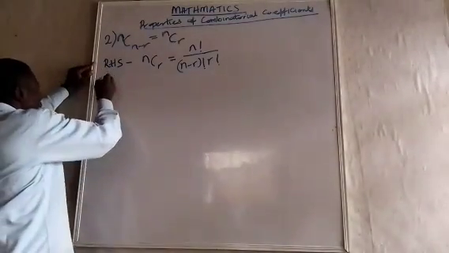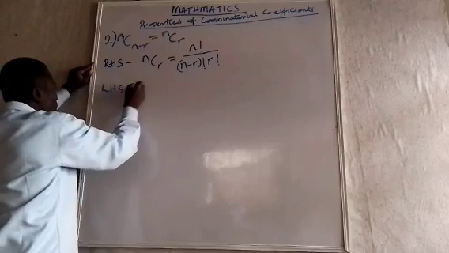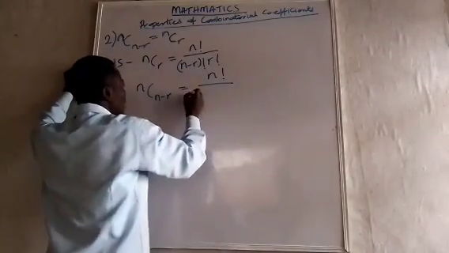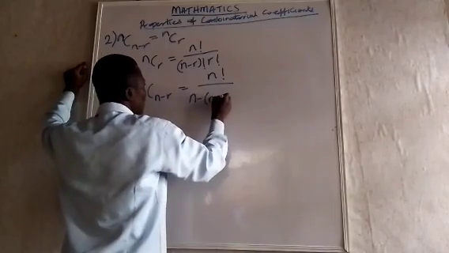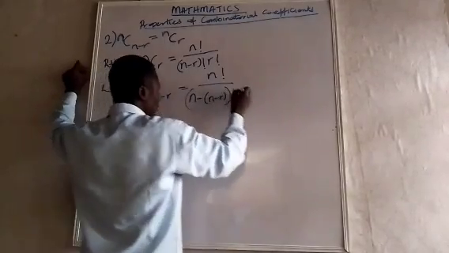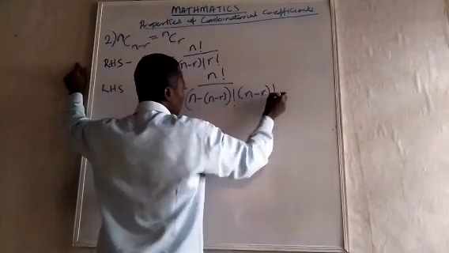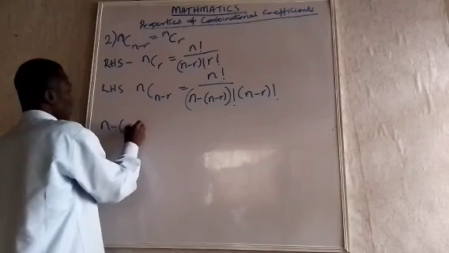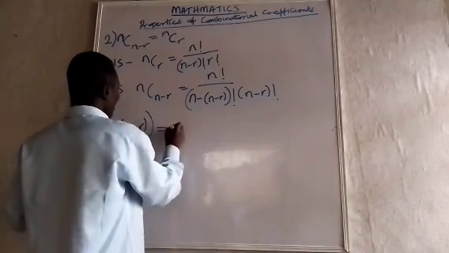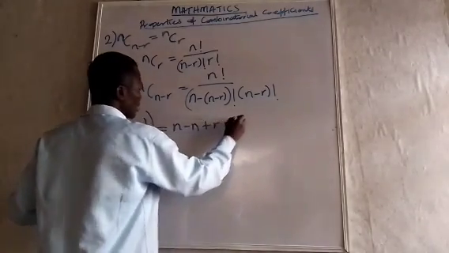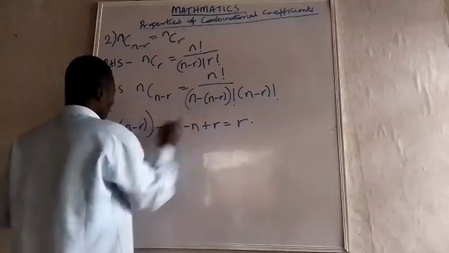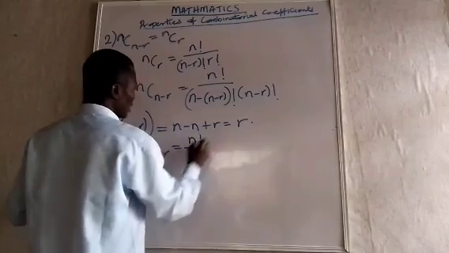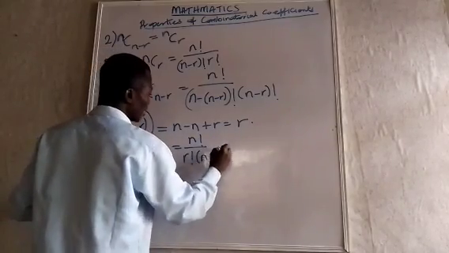Now for the left hand side, nC(n-r) will be equal to n factorial over (n minus r) factorial into (n minus (n minus r)) factorial. If you look at this one, n minus (n minus r) will be equal to n minus n plus r, which is r. So what is inside there is r. Therefore, nC(n-r) will be equal to n factorial over r factorial into (n minus r) factorial.